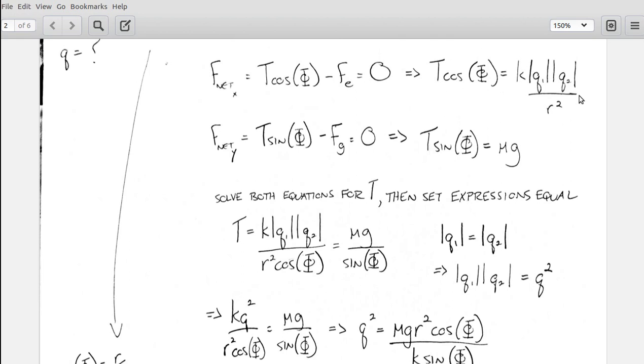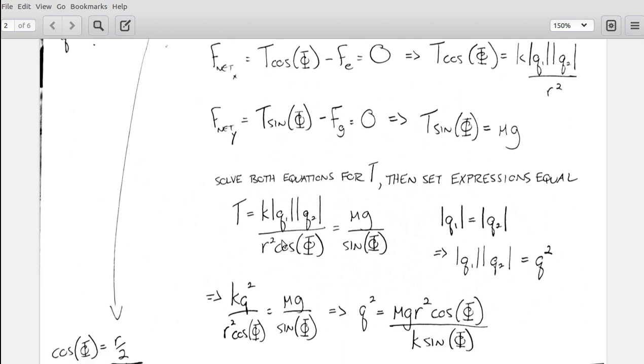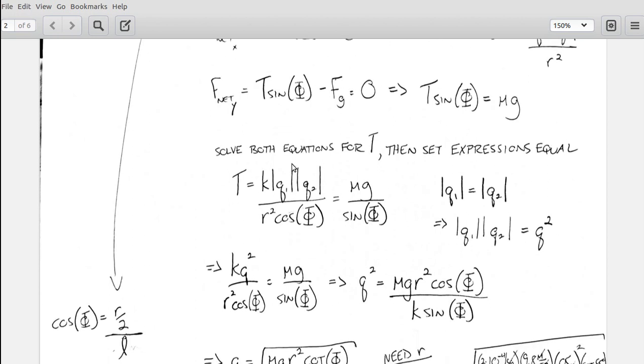So this equation right here, I divide both sides by cosine phi. This right here, I divide both sides by sine phi. And then I have this, right? So I'm solving them both for T and setting them equal to each other. So Q1 is equal to Q2. Are they positive? Are they negative? I don't know. All I know is they're the same, and I'm being asked for the magnitude, so I don't have to worry about whether they're positive or negative.